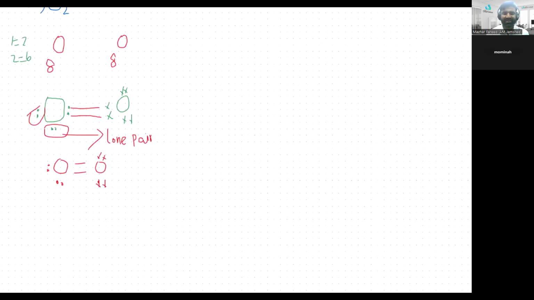Now we check an example like ethene, C2H4. This is called ethene. This is an organic compound. This is a hydrocarbon. We check how double covalent bonds are present in ethene. You see here, this is the carbon and this is the carbon. So how many electrons are present in the valence shell of carbon? 4.